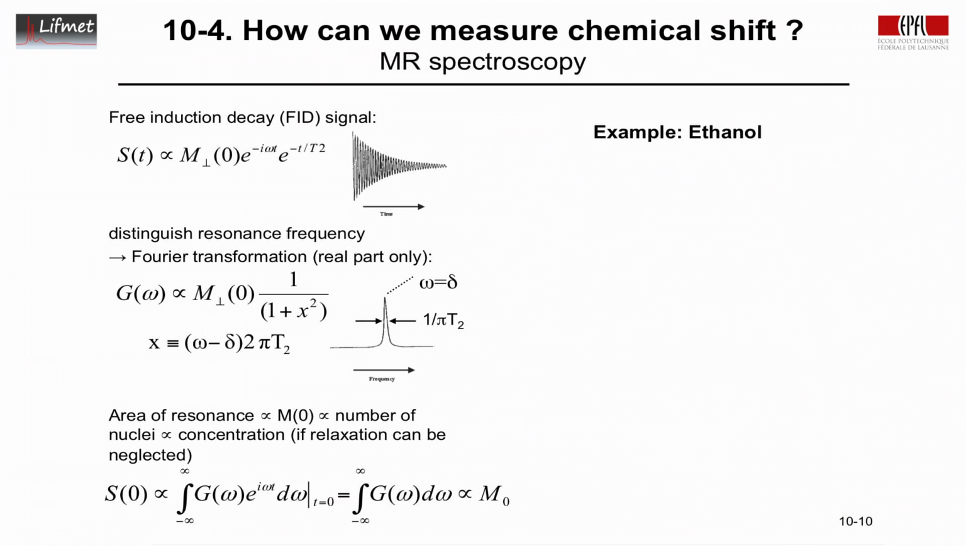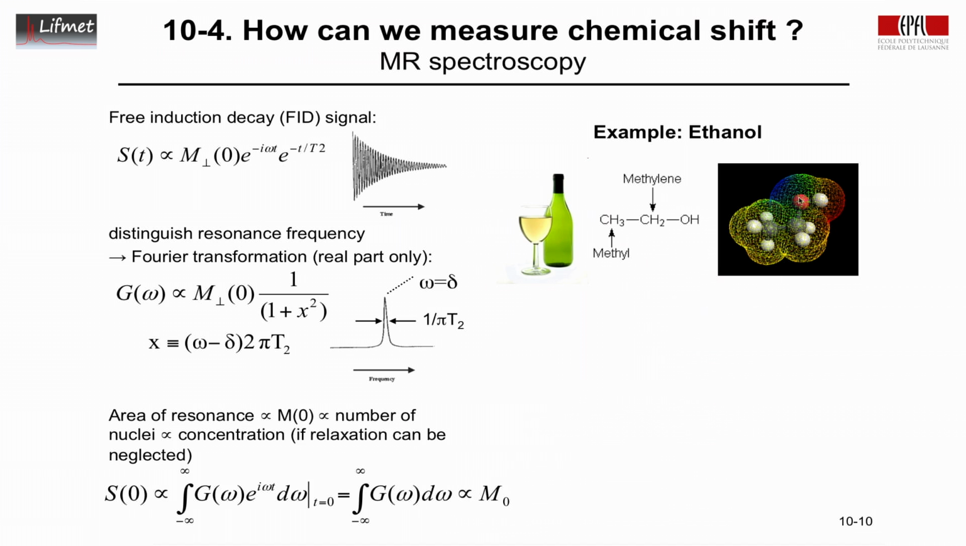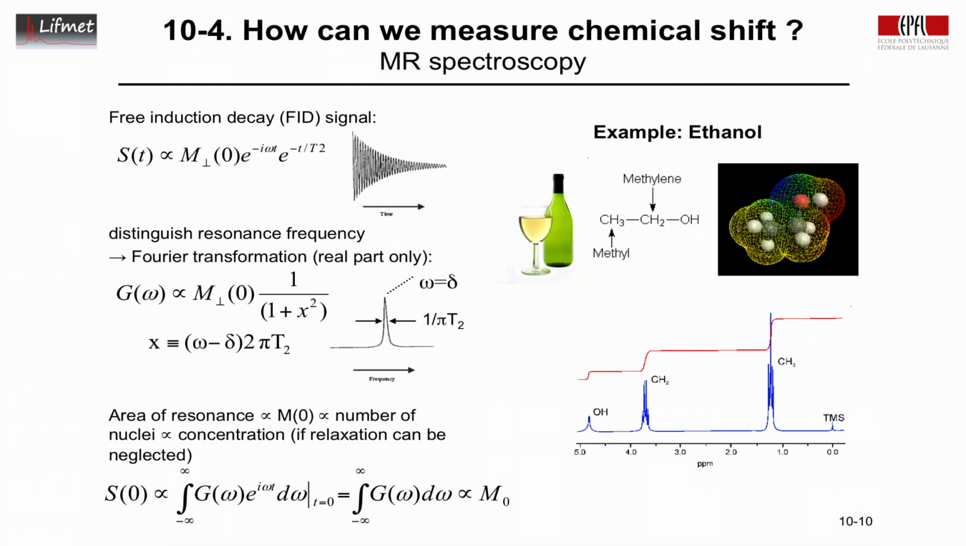Now let me illustrate this with a molecule that most of us have been exposed to in our lives, and that's ethanol. Ethanol is found, among others, in nice wines. Here's its structure. It has a CH3 group, a methylene group, and an OH group, the alcohol. Here's the 3D rendering: here's the oxygen, here are the carbons, and in white are the hydrogens, which we are interested in. If you now take a milliliter of wine or ethanol and put it into your NMR spectrometer, then you observe 3 peaks, similar to here. This is the reference peak of the reference compound TMS that sets the 0 ppm scale.